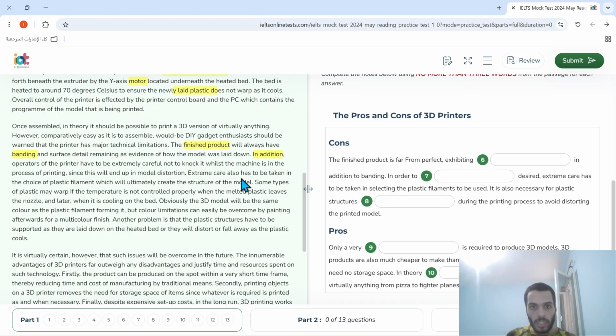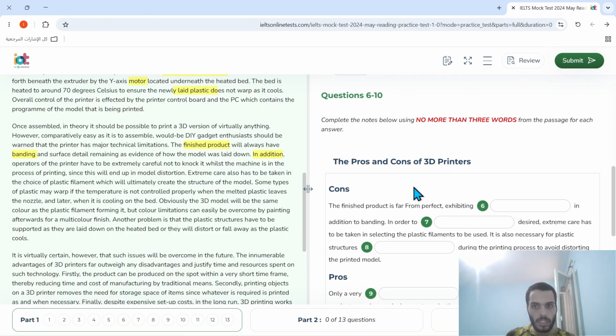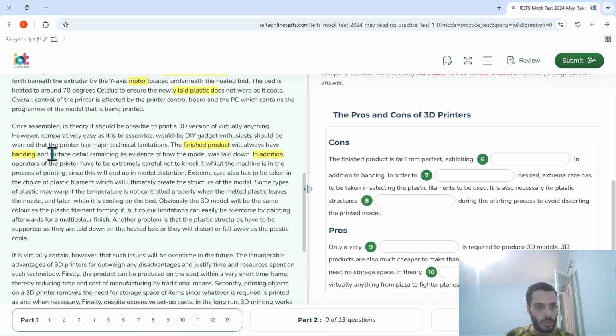The finished product will always have, is far from perfect, as evidence of how the model was laid down, exhibiting, in addition, exhibiting. Here, no more than 3 words. Okay, surface detail remaining as evidence of how the model was laid down.